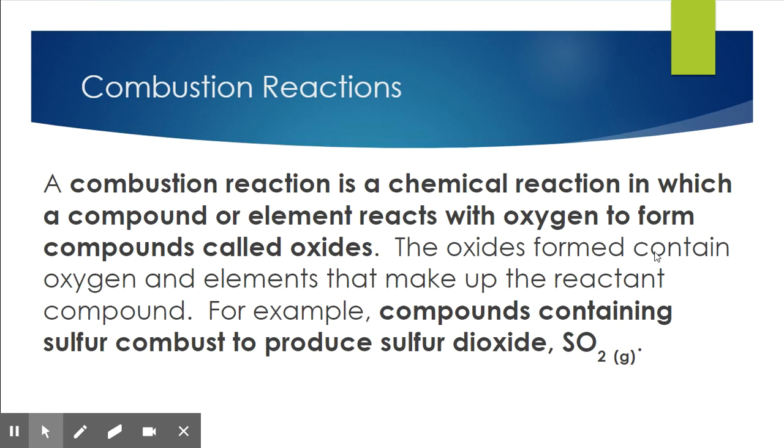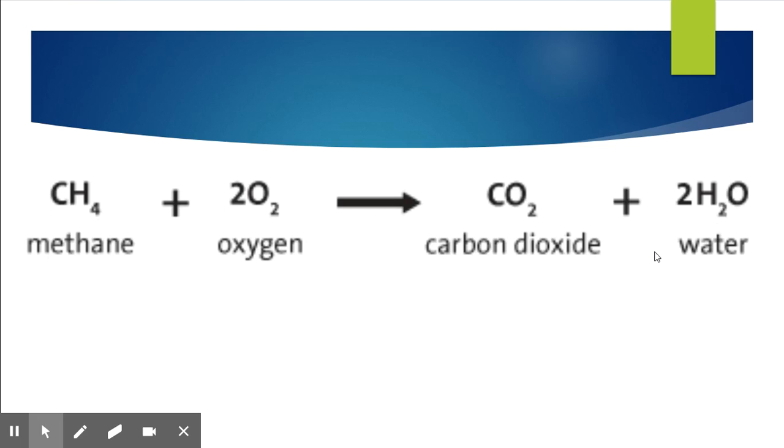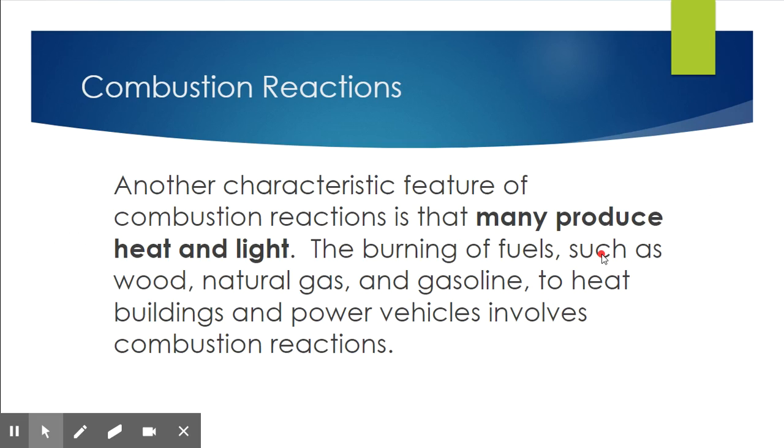The last one we're going to talk about is a combustion reaction. Okay? And this is a chemical reaction in which a compound or element reacts with oxygen to form a compound called oxides. The oxides formed contain oxygen and elements that make up the reactant compound. For example, compounds containing sulfur combust to produce sulfur dioxide, or SO2. Okay, here's another example, methane. Methane plus oxygen yields carbon dioxide and water.